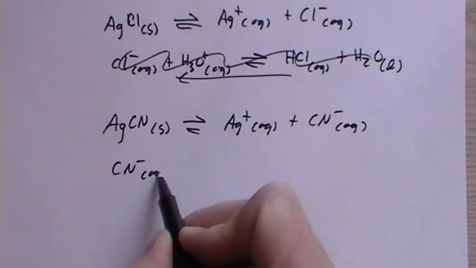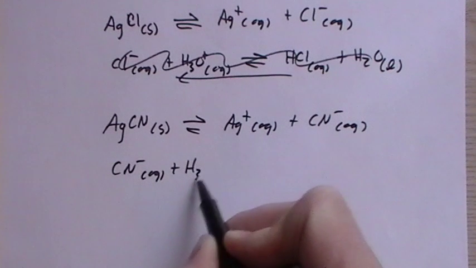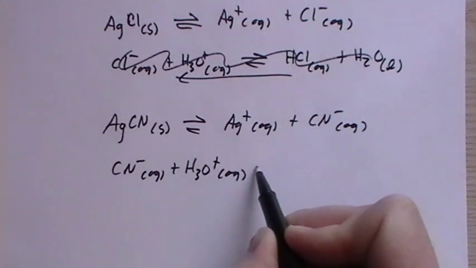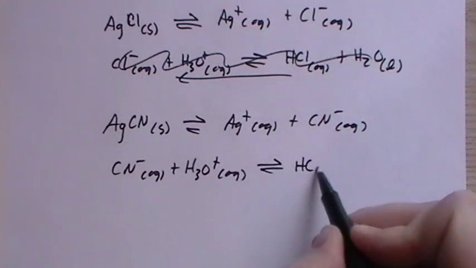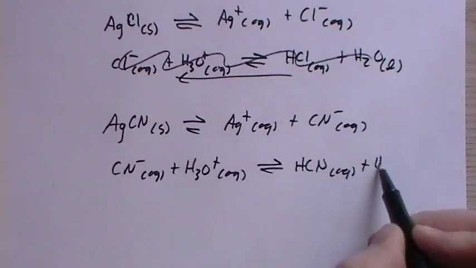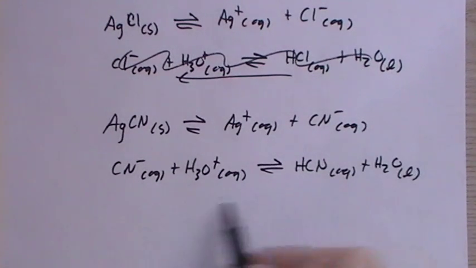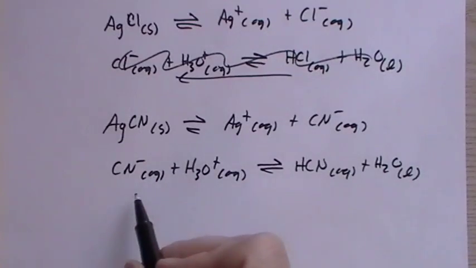Now you can see the CN minus, and what you must remember from the previous chapter is that it's going to create a weak acid. And that is a true equilibrium. There is a shift this way. So we get a shift.